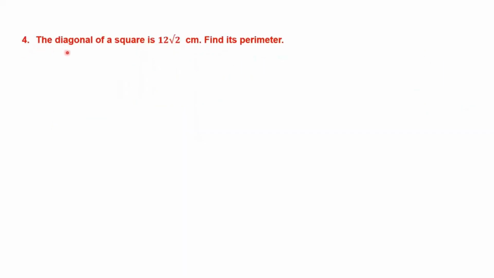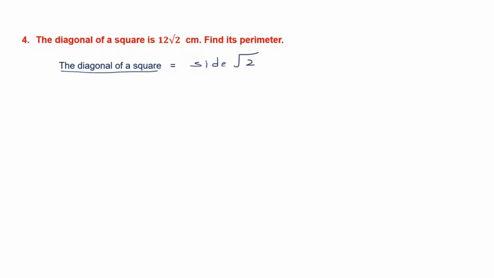Question 4. The diagonal of a square is 12 root 2 centimeters. Find its perimeter. The diagonal is given to us, and from that we have to find the side if we need to find the perimeter. Now what is the formula for the diagonal of a square? The formula for the diagonal of a square is side root 2. That means side into root 2. This is the formula which you should know. So the diagonal of a square is side root 2.